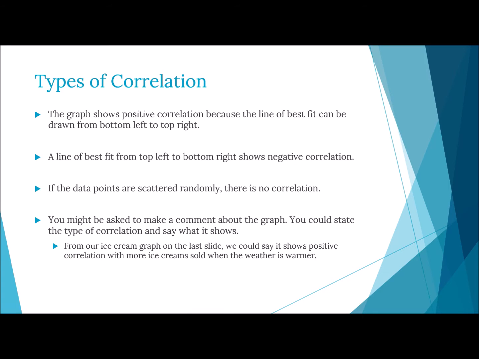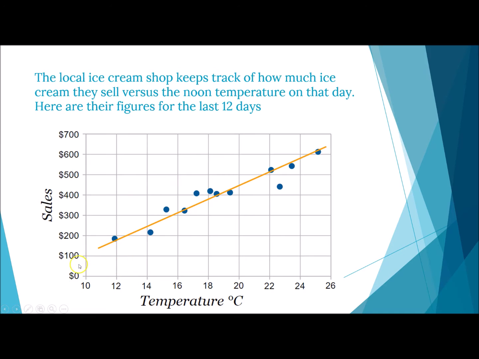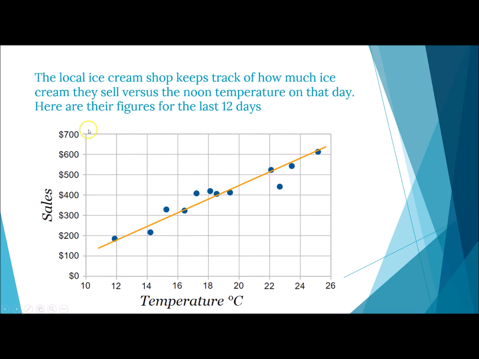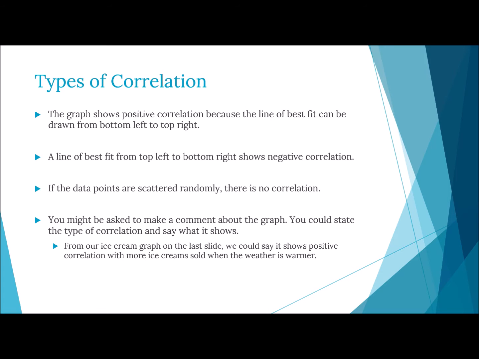That graph shows positive correlation because the line of best fit can be drawn from bottom left to top right. If the line goes from bottom left up to the top right, then it is a positive correlation. If it goes from top left to bottom right, that's negative. So on a graph, if the line went from here down to here, that would show negative correlation: one thing goes down as the other goes up. If the points are just scattered all over the place and you can't draw that line of best fit, then there's no correlation.